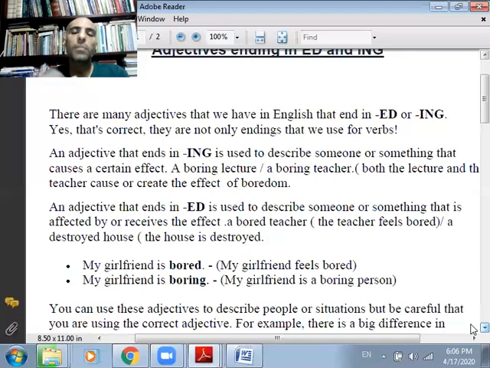In fact, the idea is not persons and things, the idea is in the function. The ing adjectives are used to describe a person or a thing that causes an effect or creates the effect. So the main difference is that the ing is like the active participle in Arabic. It is usually used to describe the creator of the effect or the action, the one that causes the effect.